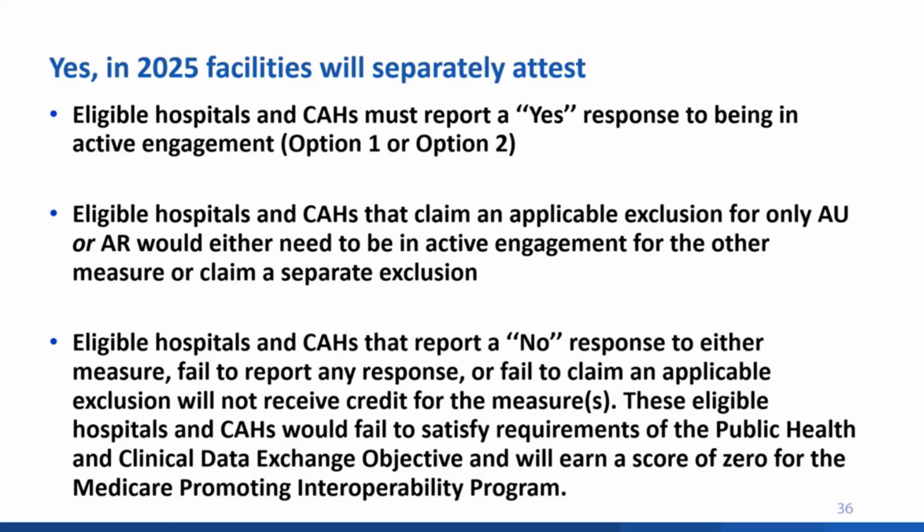Eligible hospitals and critical access hospitals that report a no response to either measure, fail to report any response, or fail to claim an applicable exclusion will not receive credit for the measures. These eligible hospitals and critical access hospitals will then fail to satisfy the requirements of the public health and clinical data exchange objective, and they will earn a score of 0 for the Medicare Promoting Interoperability Program. Next slide, please.